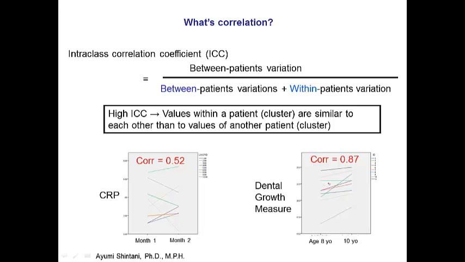So in this data, the correlation between dental growth measurement at age 8 and 10 years old is 0.87. Comparing this to the other example, this is CRP data at months 1 and 2 among chronic kidney injured patients, and the correlation is 0.52. So you can see a lot more within patient variation than in this example of dental growth measurement. The inflammation marker is a lot more unstable. Therefore, within patient difference is as large as between patient difference.